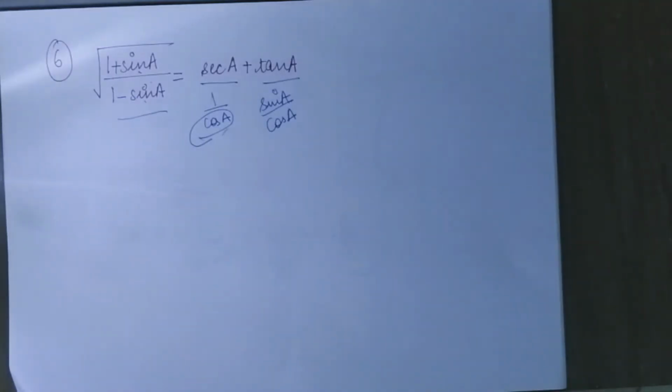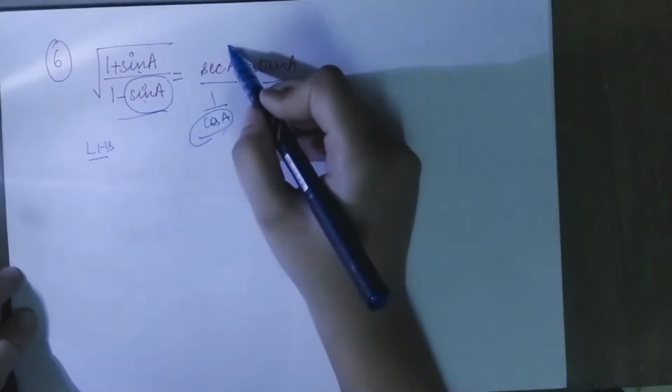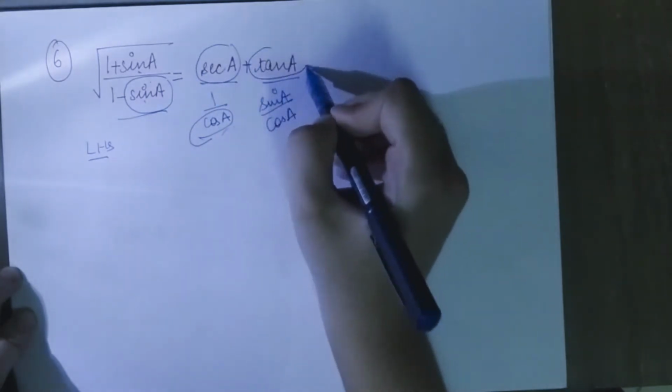Everyone, let's solve question number 6 of the exercise. This is a simple question. So let's think of the proof. In the left hand side we have only the term sin A, but in the right hand side we have the secant A term and a tan A term.